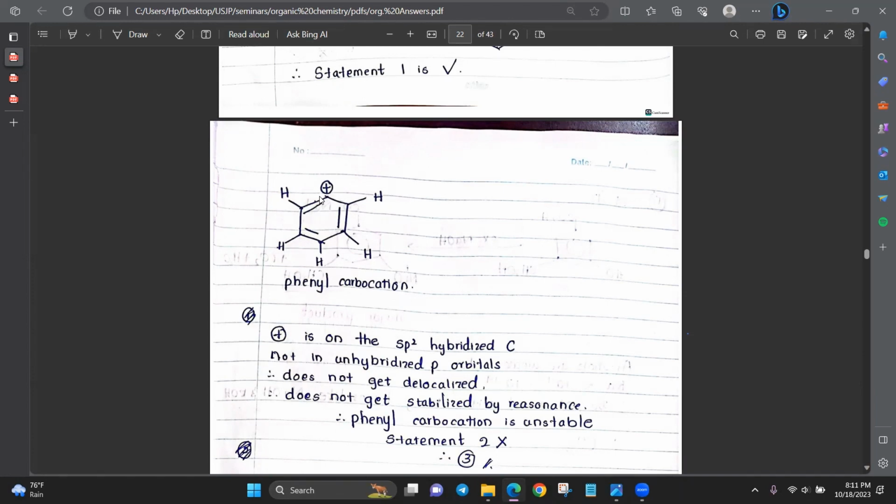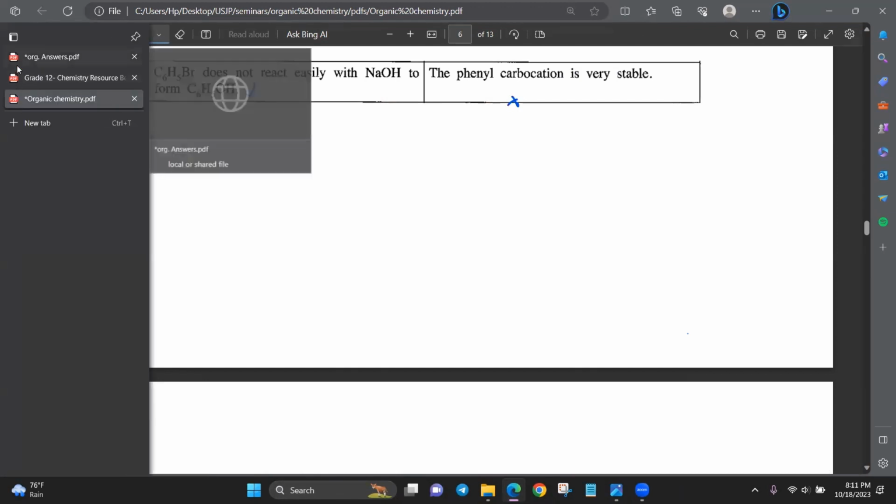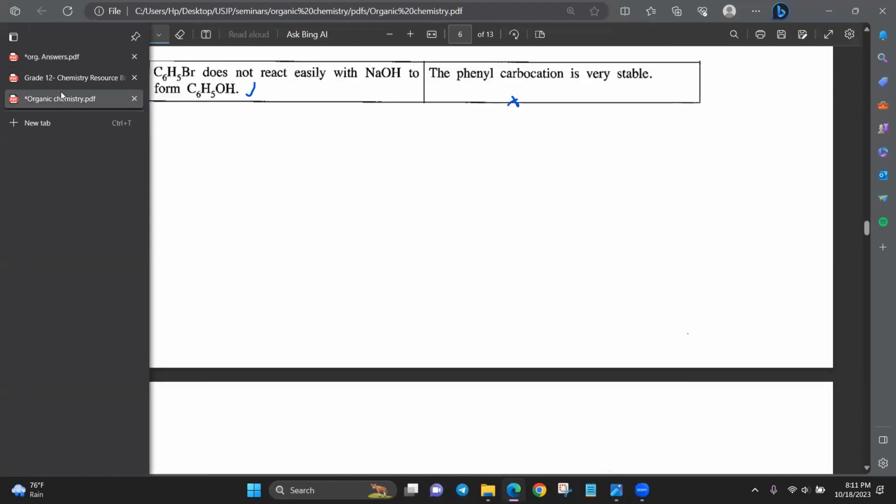Therefore, it will not get stabilized by resonance, right? So we can say that it is unstable. But in our question, they are saying it is very stable. So this is wrong. First statement correct, next statement wrong, so what is the answer? Answer number 3. Right.